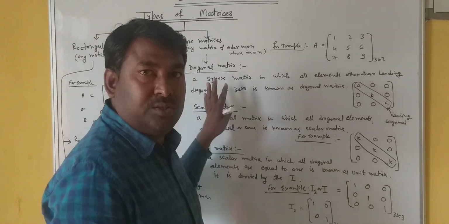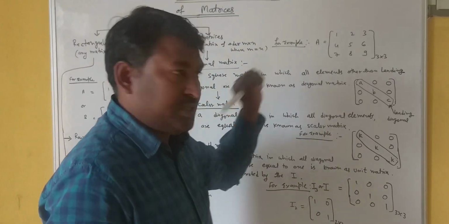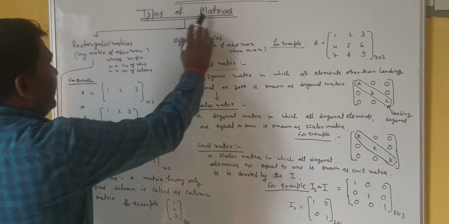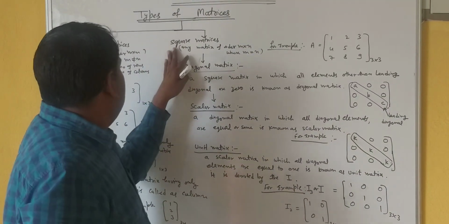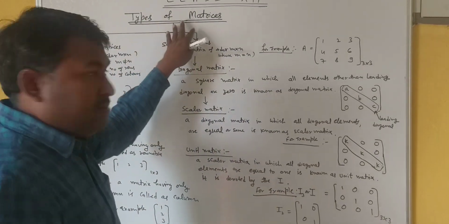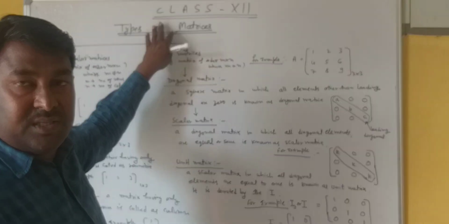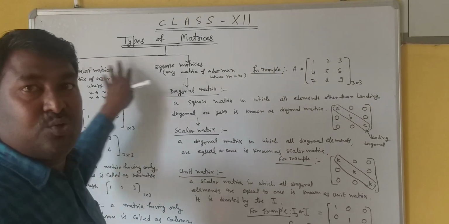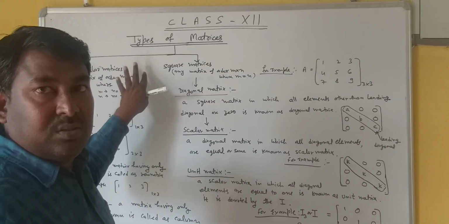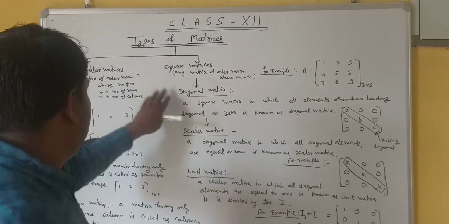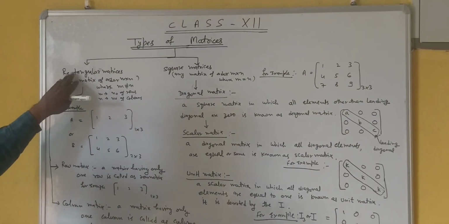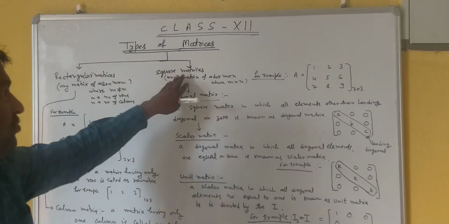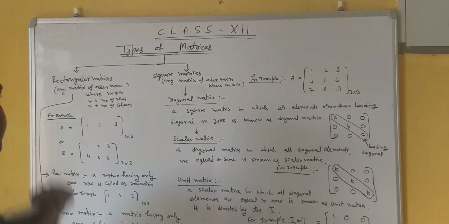Our next topic is types of matrices. Basically, a matrix is classified in two forms based on the order of a matrix. The first one is the rectangular matrix and the second one is the square matrix.